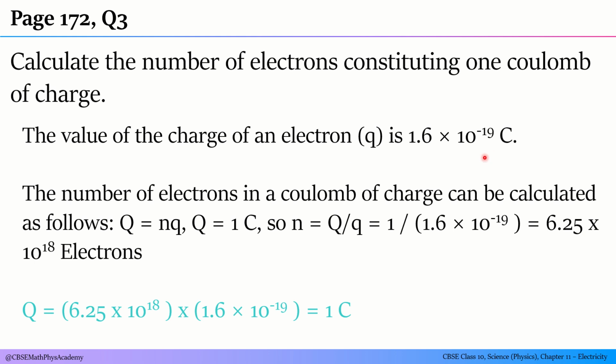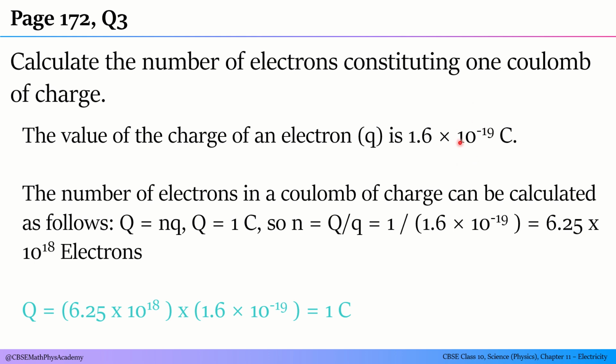Actually, since it is an electron, there is a negative sign involved. But for all practical purposes, we are ignoring the negative symbol. That is not required for this calculation. So we just consider the charge of 1 electron as 1.6 into 10 power minus 19. And the question is asking how many electrons are required to bring in 1 coulomb of charge.